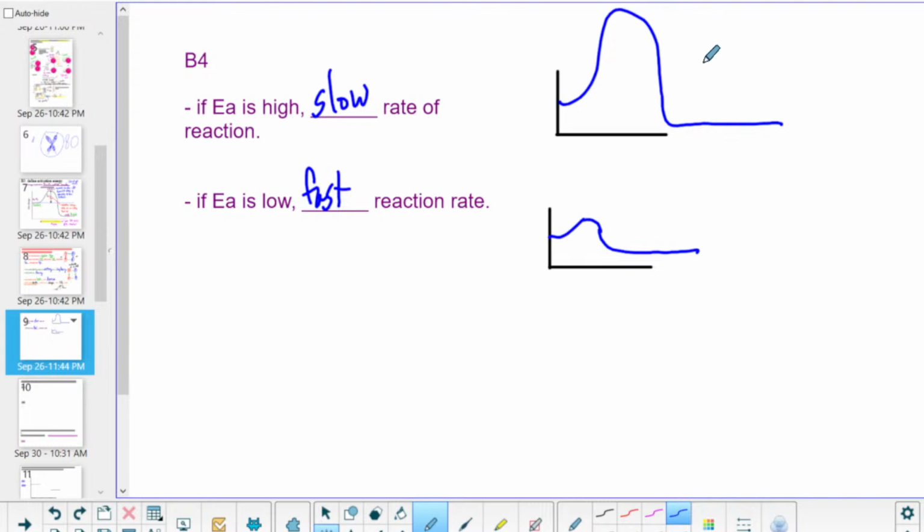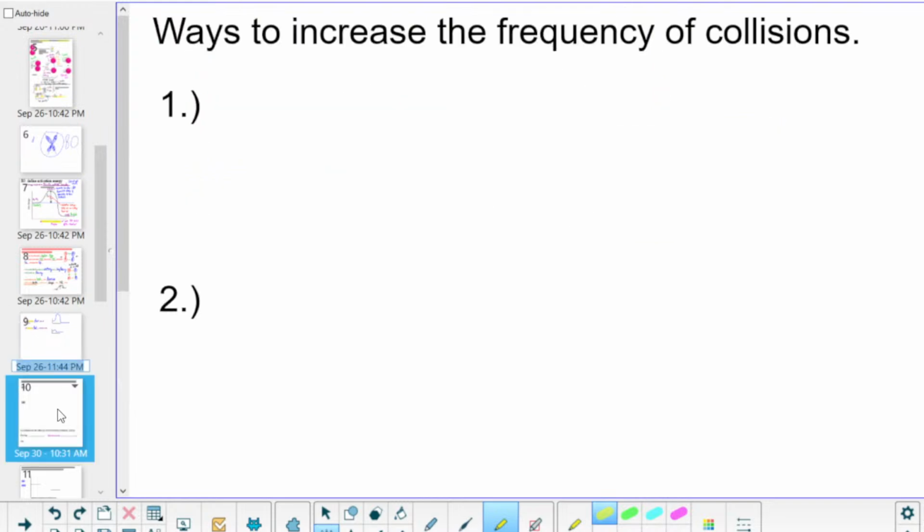So, high Ea, slow rate of reaction; low Ea, fast rate of reaction. That's PLO B4.